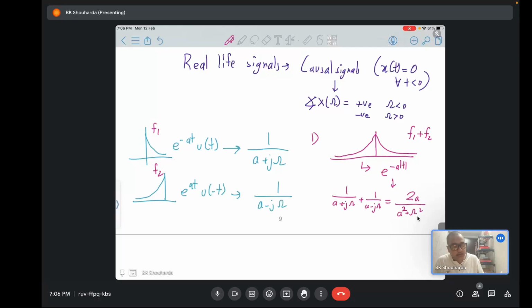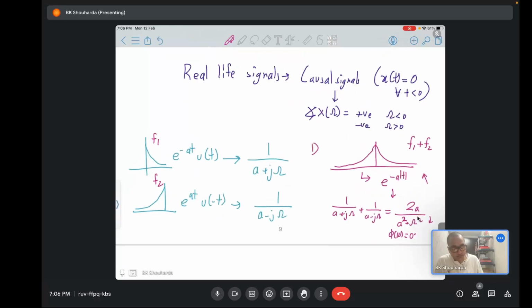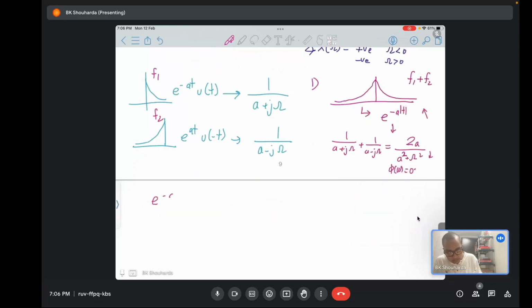Again, you see, this is a non-causal signal over here. It exists before 0 and after 0 also. So you see its phase is also 0 degree. It's not a real life signal, it's not a causal signal, hence its phase is 0. This is an important signal to keep in mind. E to the power minus a mod t has the spectrum 2a by a square plus omega square, which was obtained by the sum of f1 and f2. This is actually very important, and e to the power minus a mod t is very important from an exam perspective.